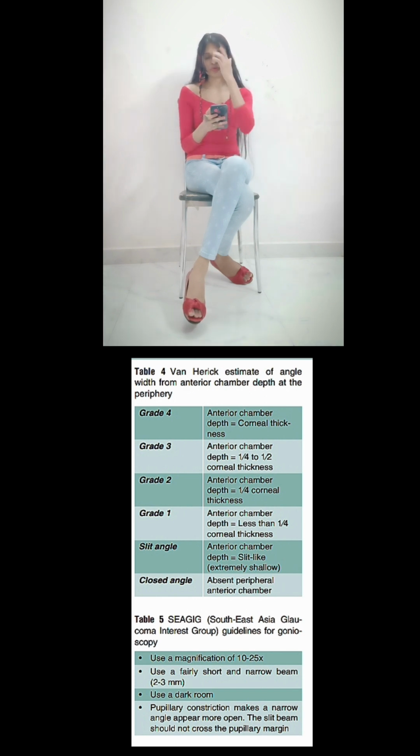Table 5, SEAGIG, Southeast Asia Glaucoma Interest Group. Guidelines for gonioscopy. Use a magnification of 10 to 25 times. Use a fairly short and narrow beam, 2 to 3 mm. Use a dark room. Pupillary constriction makes a narrow angle appear more open. The slit beam should not cross the pupillary margin.